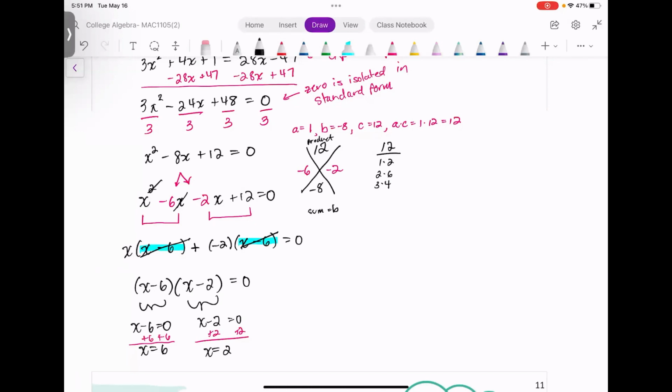Same thing if I plug in the 2, I get x minus 6 is negative 4 times 2 minus 2 is 0, which is 0. So my solutions are x equals 6 comma 2 or 2 comma 6. This is the way that Lumen's going to want you to enter it when you're entering answers.